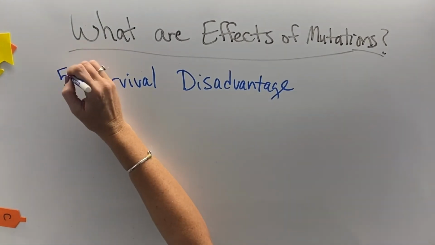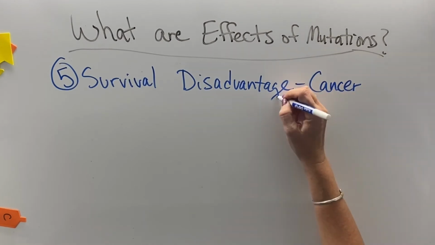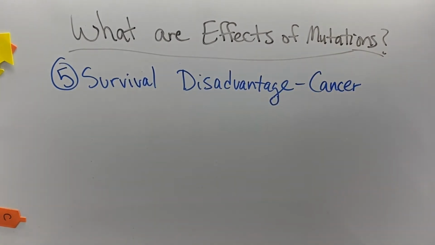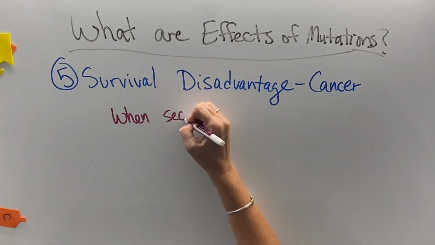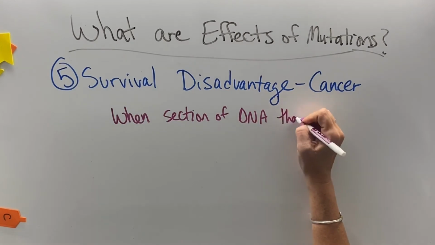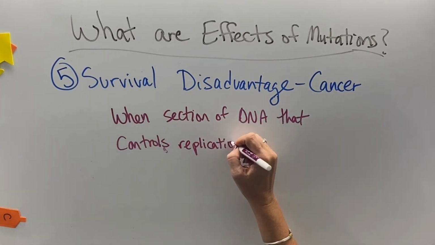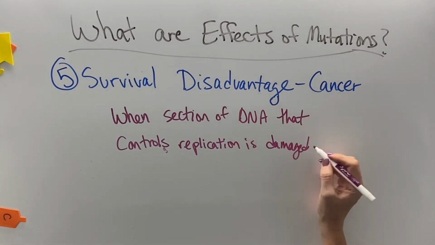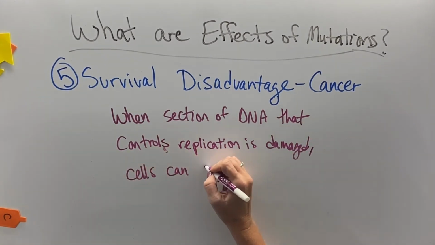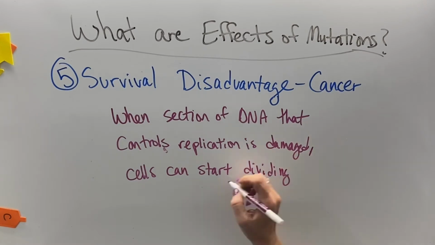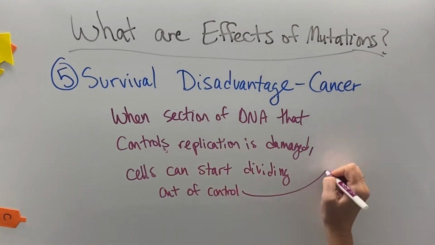The fifth thing that can happen is a survival disadvantage, which is cancer. So cancerous cells aren't their own special thing, as we've talked about in another video. It's just when a section of the DNA that controls the replication of the cell, where cells are supposed to copy and divide and then rest, and copy, divide, and rest, the cells don't rest in between copying. So they divide out of control, which then causes tumors and sucks the life away from the other cells around it.